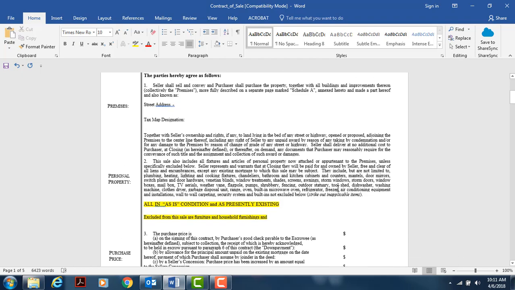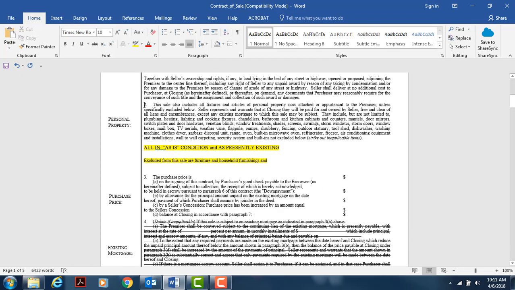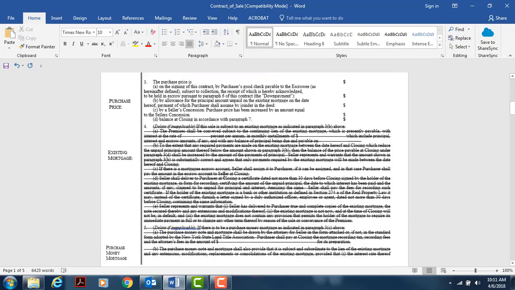Okay, so beginning here, where we include all the items that are being sold, the fixtures, the appliances, mailboxes, etc. Sometimes there's an exclusion. Sometimes the seller is not leaving the property in as-is condition. Sometimes they're taking a chandelier, they're taking a second refrigerator, they're taking window treatments. So those are all examples of an exception to the as-is condition.